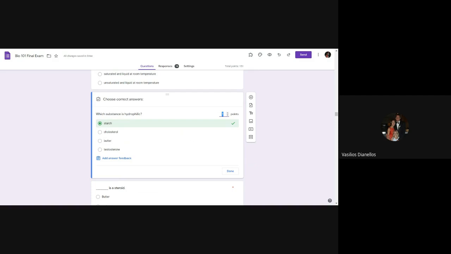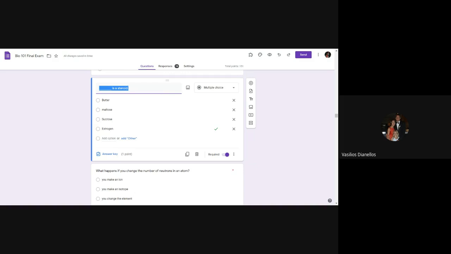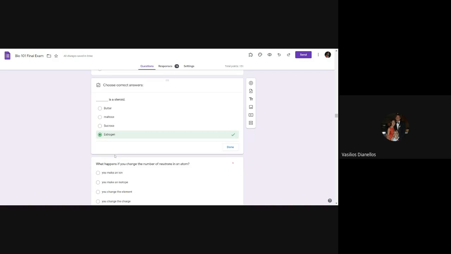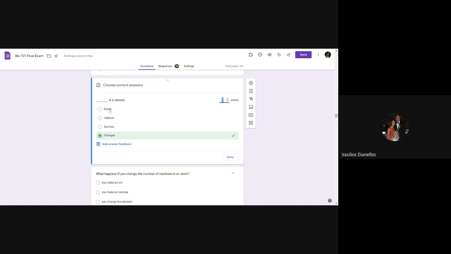Next, blank is a steroid. I was hoping you would just know this because it's easy, because we talked about it. Estrogen is a steroid, right? Maltose and sucrose are both carbohydrates. At least butter is a lipid, and steroids are lipids. So in a sense, at least you were kind of on the right track, maybe, if you guessed butter. But no, the answer is estrogen.